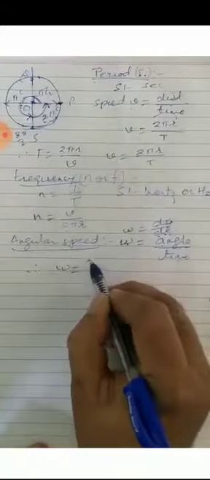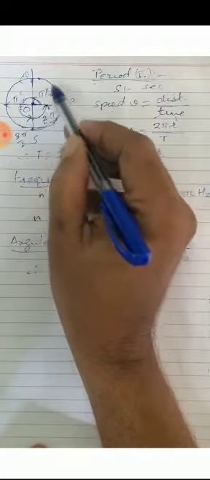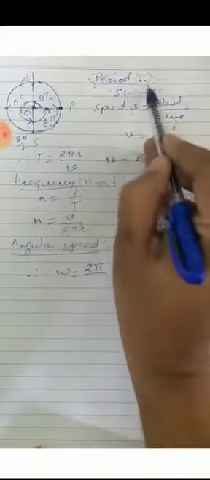So let us take the value of angle as 2 pi radian. And how much is the time? As the particle covers one revolution, the time required for one revolution is called period. Therefore time is taken as T. Therefore omega becomes equal to 2 pi by T. Now if here you put the value of 1 upon T as n, then we can write here 2 pi n. Omega is equal to 2 pi n.